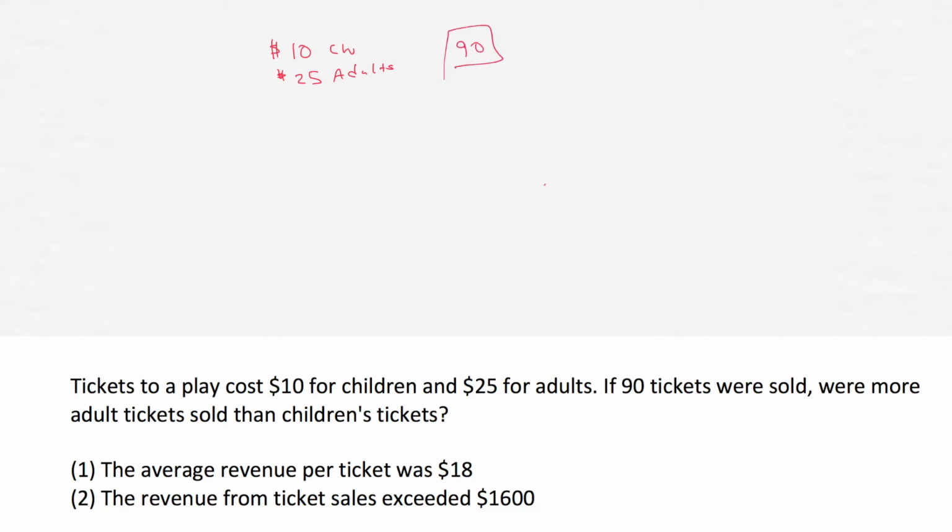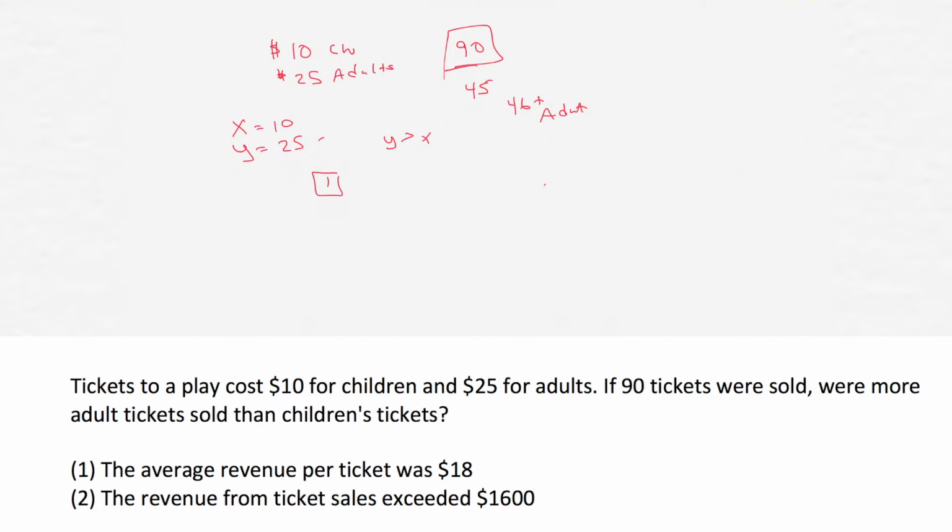And so basically, if 90 tickets were sold, half of that is 45. So if 46 or more tickets were adult tickets, then there would be more adult tickets than kids tickets. Let's call the kids tickets X and the adult tickets Y. All right, and then we want to know, is Y greater than X?